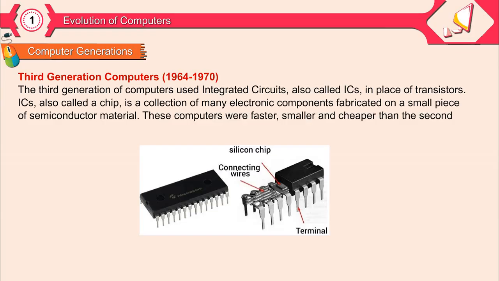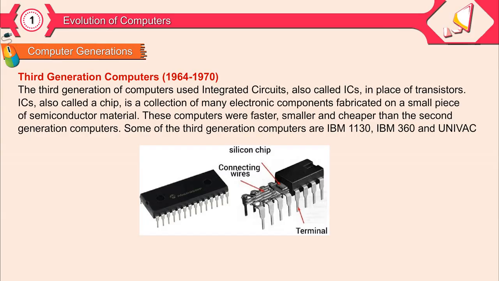These computers were faster, smaller, and cheaper than the second generation computers. Some of the third generation computers are IBM 1130, IBM 360, and UNIVAC 1108.